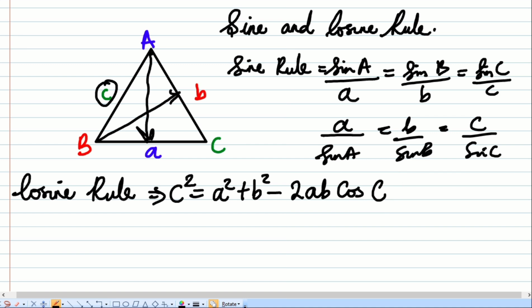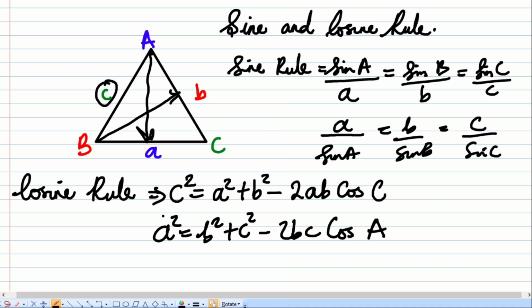Now, as you wanted to use side A, it's still the same thing. A squared is equal to B squared plus C squared minus 2BC cos A now, because the side length we are looking for now is A. All right, so that's how to use cosine rule. And then you can do the same thing for side B.